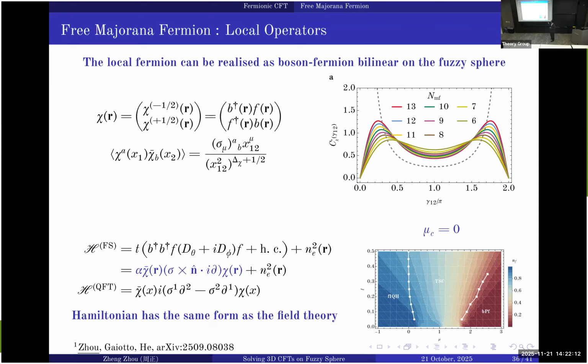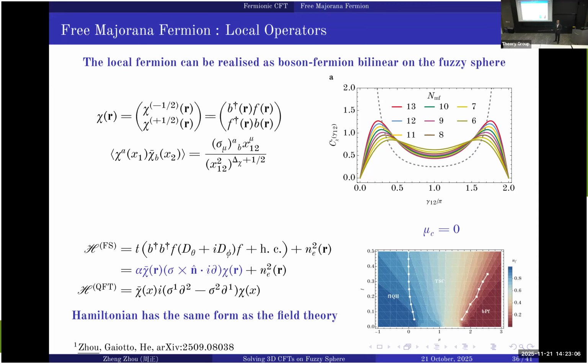One interesting thing is that if we consider this realization of the Majorana fermion and rewrite the Hamiltonian with it, we actually find that the fuzzy sphere Hamiltonian has exactly the same form as the QFT Hamiltonian of the Majorana fermion, in addition to a density-density interaction. And we find that the critical point sits exactly at mu c equals 0. So it seems that it is protected by some hidden symmetry, but we are yet to discover what this symmetry is.